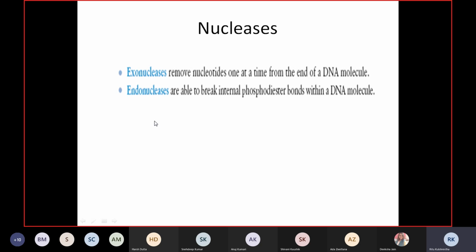So in my next class, I'll discuss briefly the restriction endonucleases, because I think that some of you might have already studied them in your molecular biology course.